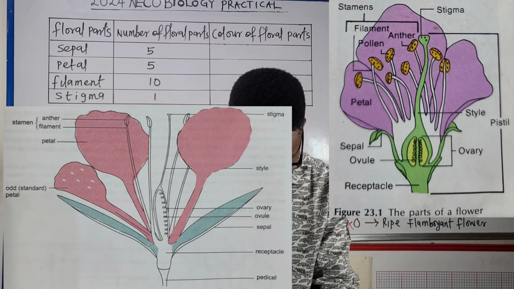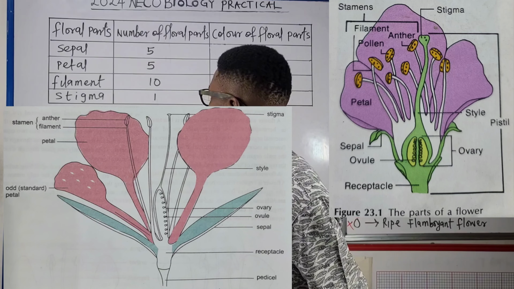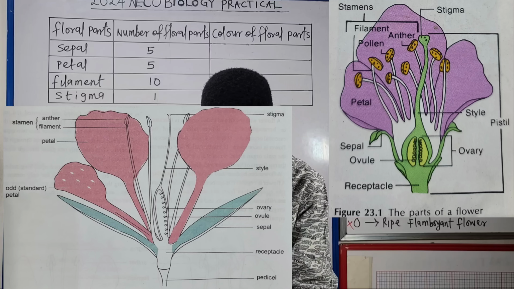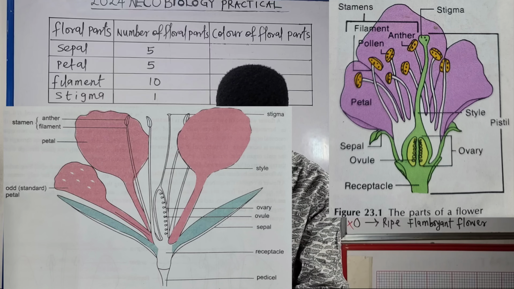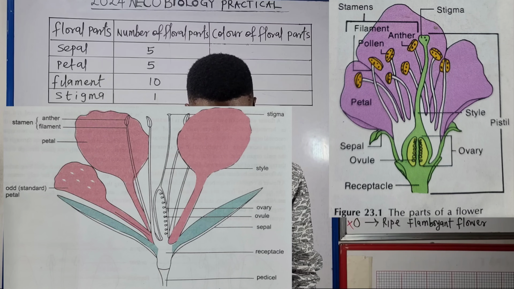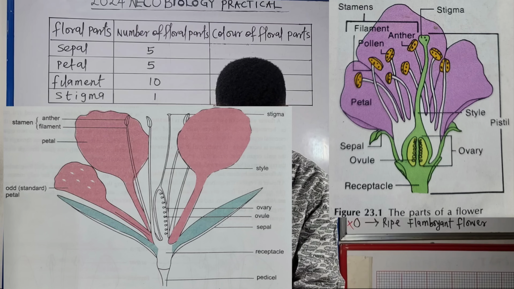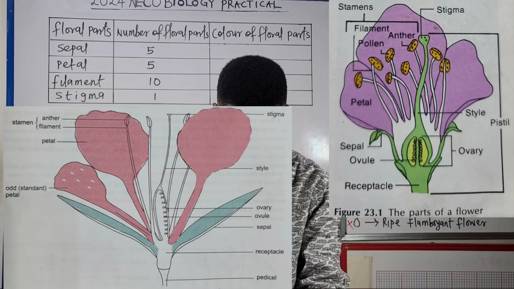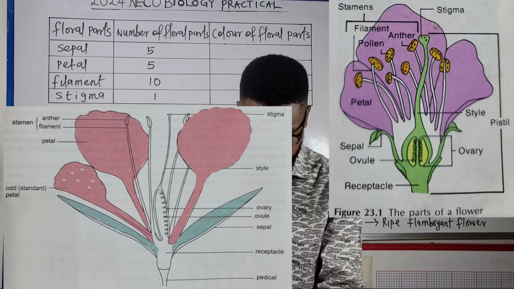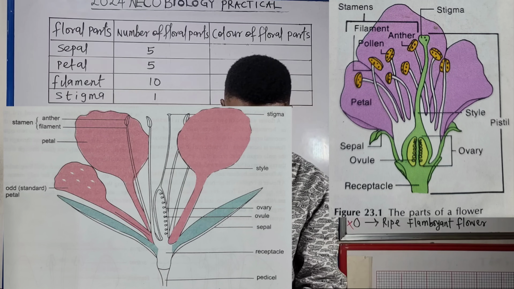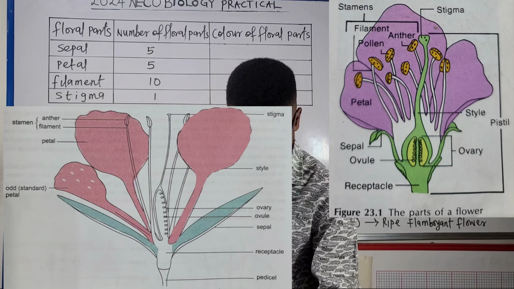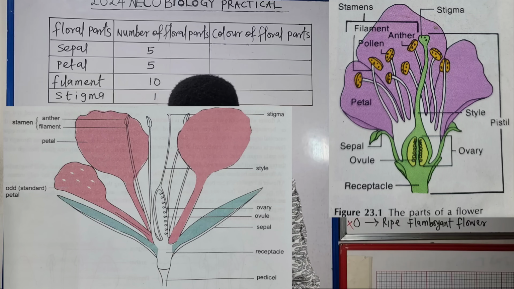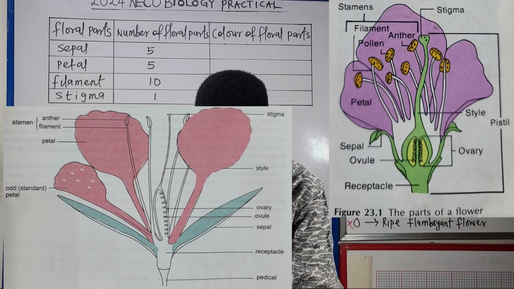You're going to have your petals, and then you're going to have your filaments. The filament holds the anther, and the anther and the filament together constitute the stamen. You can see that in the diagram, and then you're going to see your stigma. How many stigma are we looking at here? The stigma, as you can see, is usually one in that diagram.